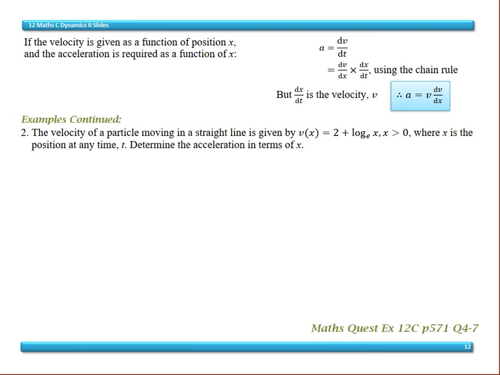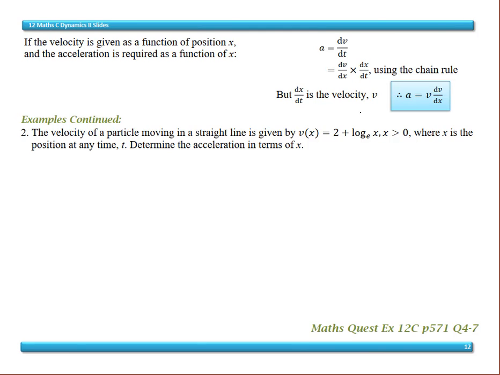This is the second video for motion under a variable force and acceleration. Now, if the velocity is given as a function of position x and the acceleration is required as a function of x, what we know is that our acceleration is equal to dv dt. So that can also be written as, using the chain rule, dv dx times dx dt, knowing that our dx's would be cancelling and we'd be left with our dv dt.